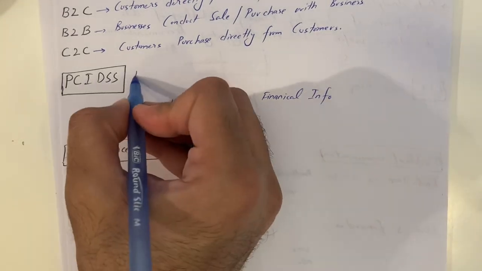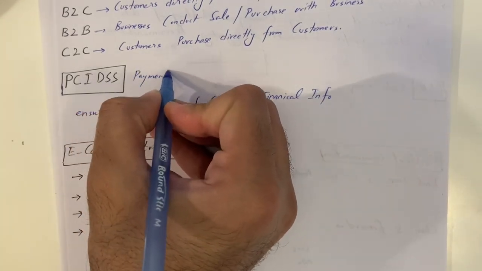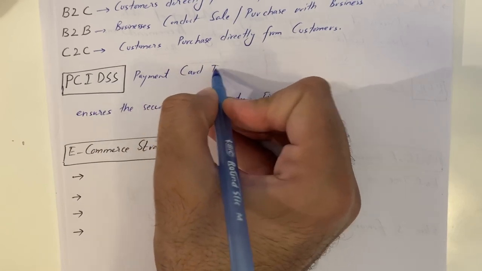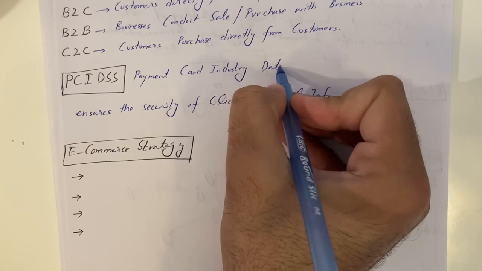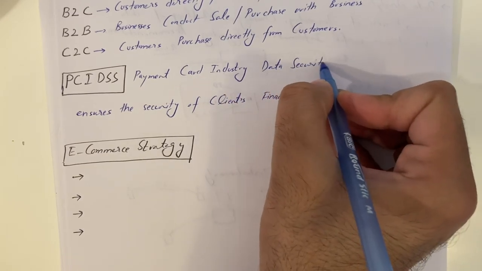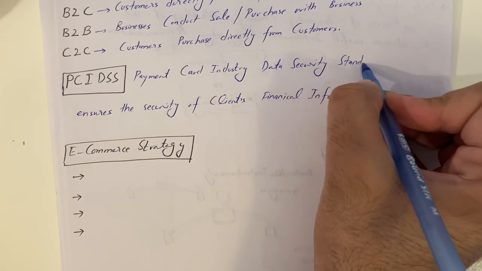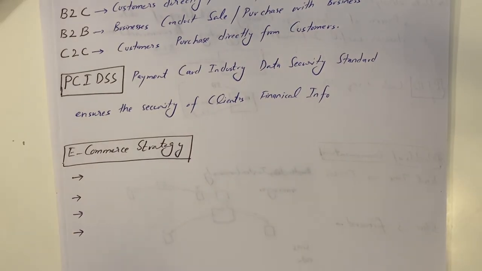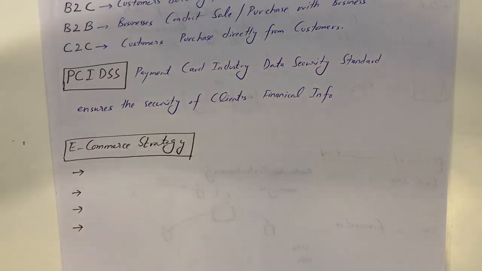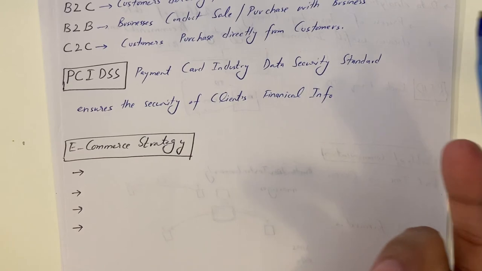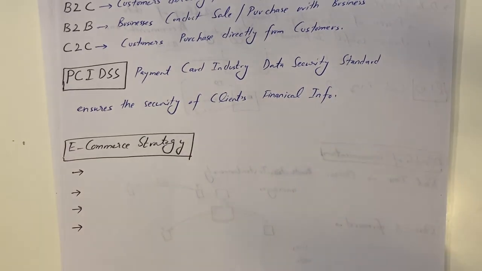PCI DSS stands for Payment Card Industry Data Security Standard. For example, if you have a small company, what will happen? PCI conducts a survey, which is called a PCI audit. They do the audit just to see whether you are compliant with all the protocols defined by PCI or not, such as how you can store the data and stuff like that.